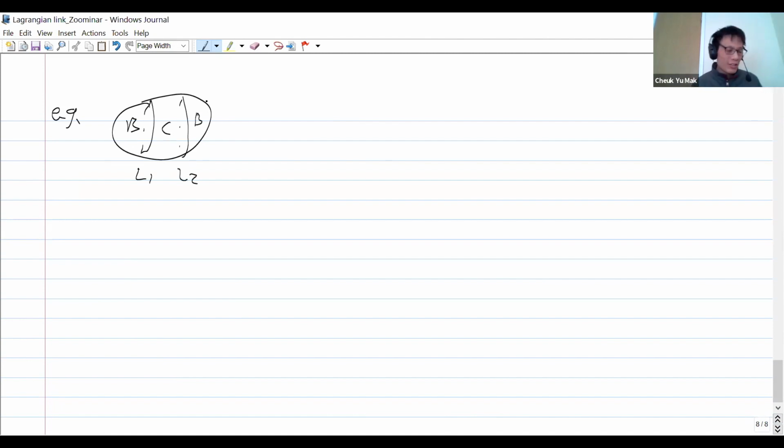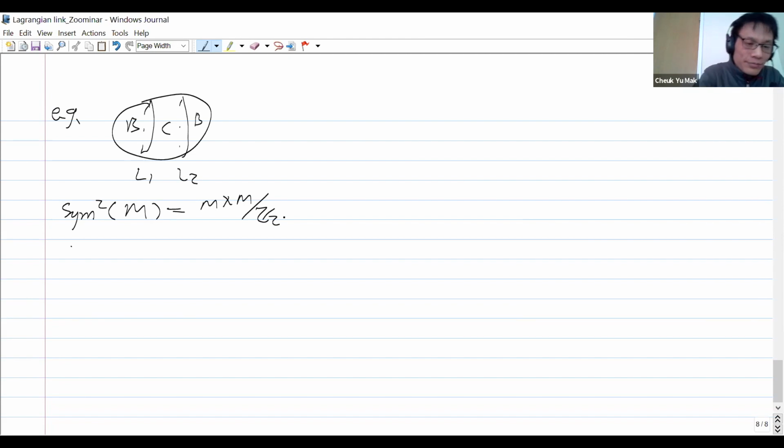Let's see a very simple example. Back to this guy, B C B, a sphere with two circles inside. In this case, I want to use the twofold symmetric product, M cross M divided by C2. Our G only has two elements, and M E is M, and M not equal to E is essentially the diagonal.